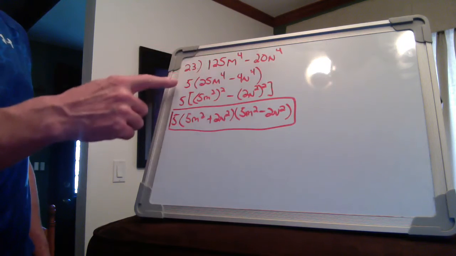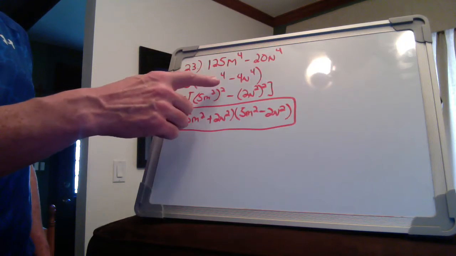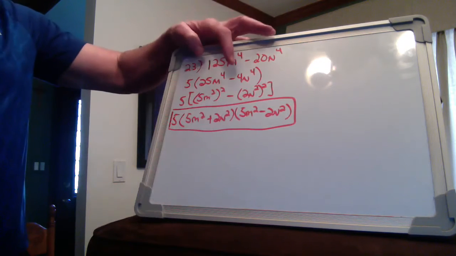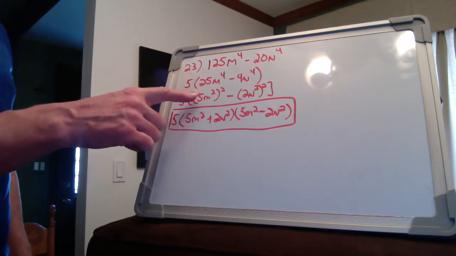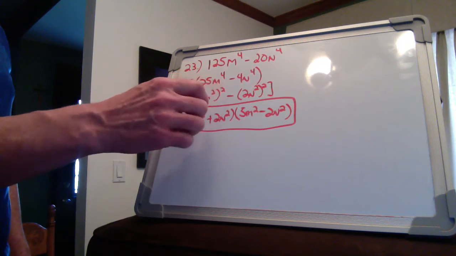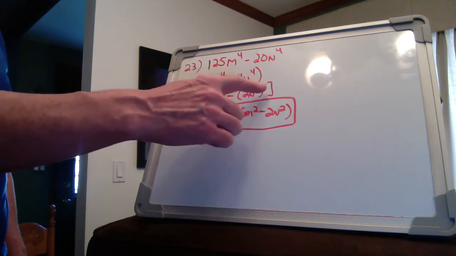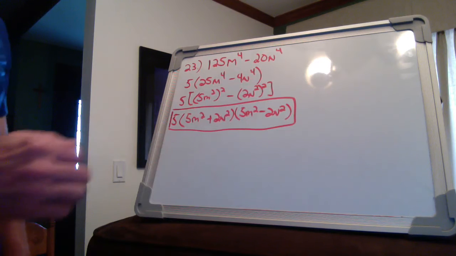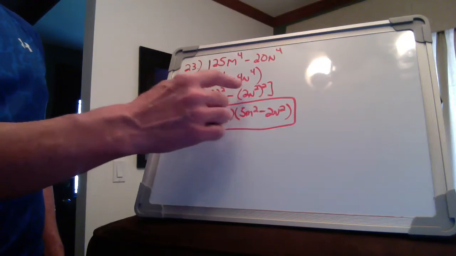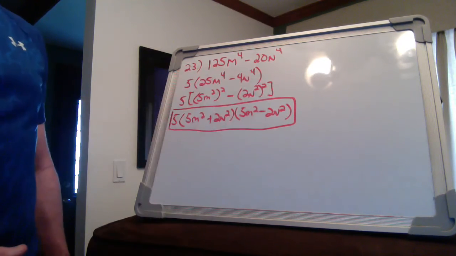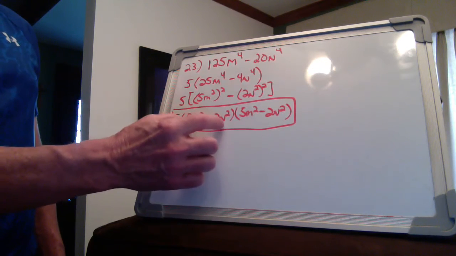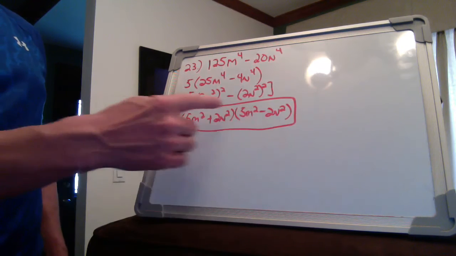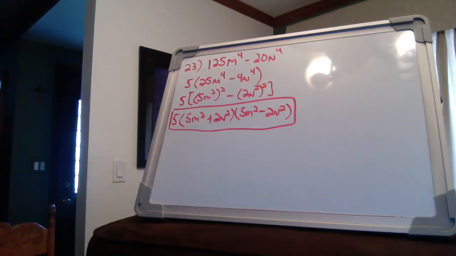The GCF between these two is 5. You're left with 25 m to the 4th minus 4 n to the 4th. Now your 4 and 25, those are perfect squares. Your next step, I want you to show this, is turn this into 5m squared raised to the second power, and then turn this into 2n squared raised to the second power. Now you specifically have the difference of two terms that are raised to the second power. Remember, the GCF of 5 comes straight down. From this step, you take the sum of the two terms times their difference, and this is the complete factored form for 23.